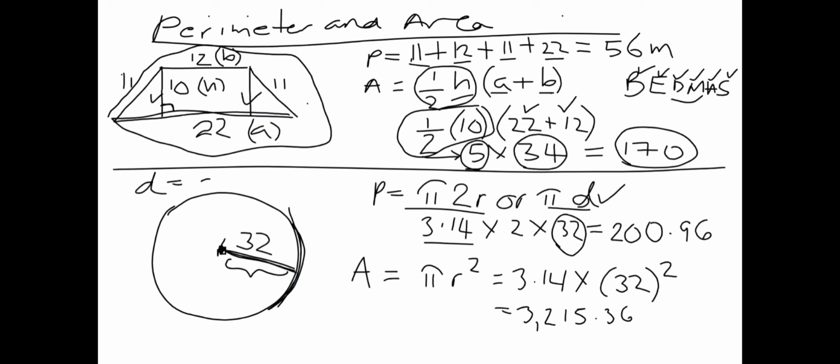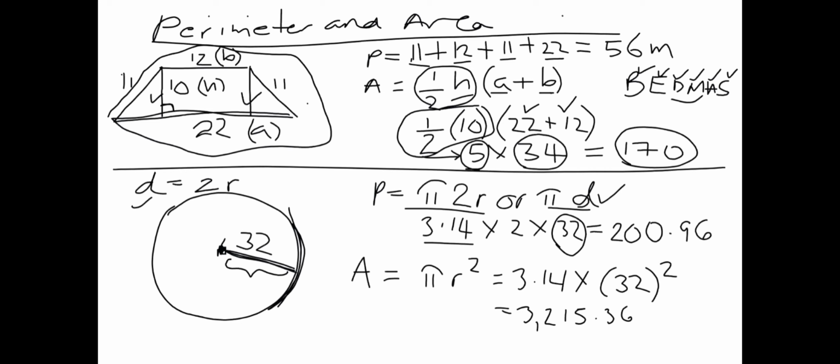So in this case, D would have been 64. If you're not given D, you can find it by multiplying the radius by 2. Or if you're given radius, you multiply the radius by 2 to get D. And if you want to find radius and you're given D, then you have to divide D by 2 to get radius.